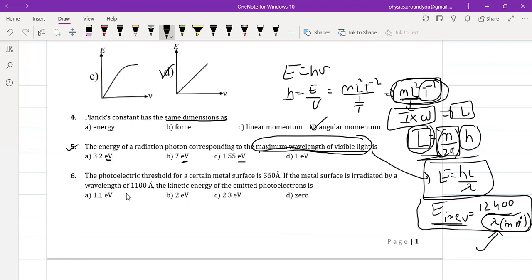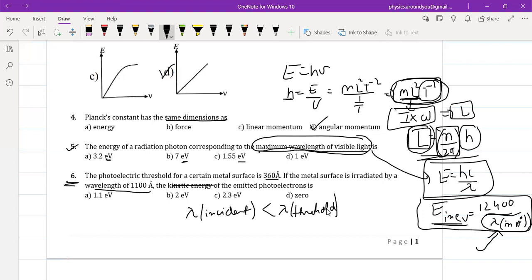Well, now the sixth question. The photoelectric threshold for a certain metal surface is 360 angstrom. If the metal surface is irradiated by a wavelength of so and so, what is the kinetic energy? A very nice question. We know that photoelectric emission happens if and only if lambda of incident light is less than lambda of threshold.